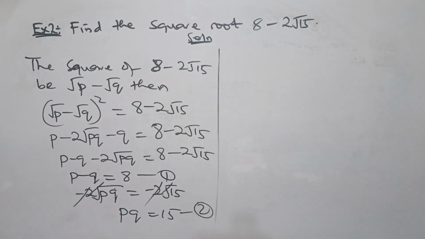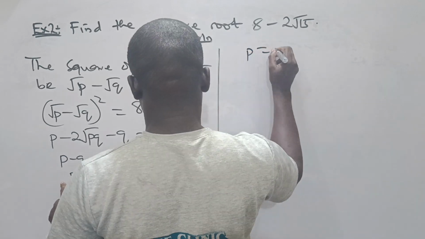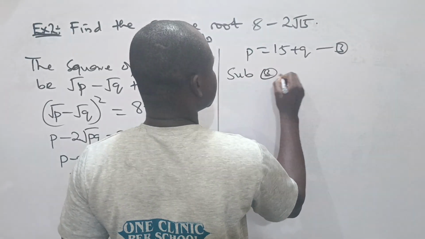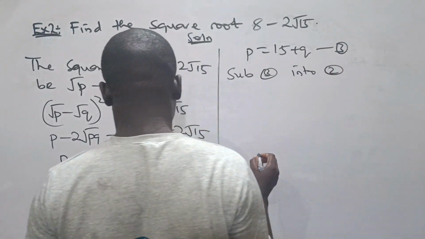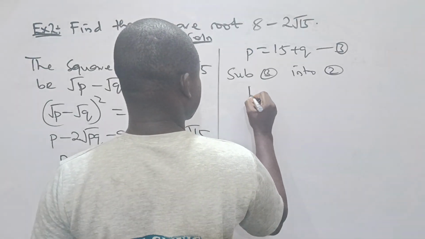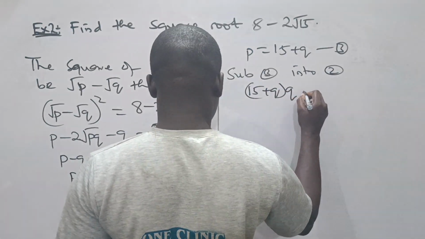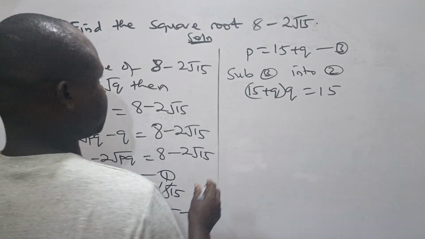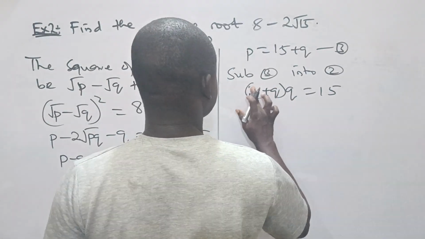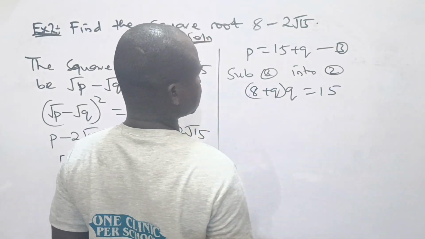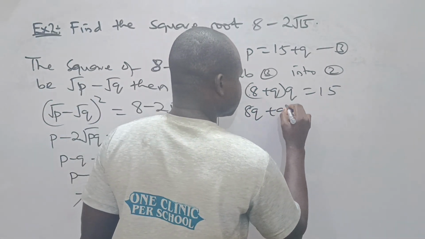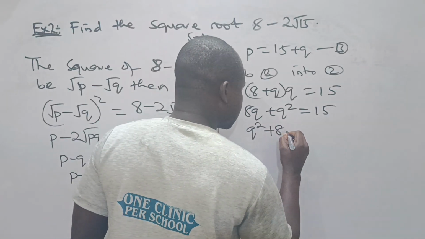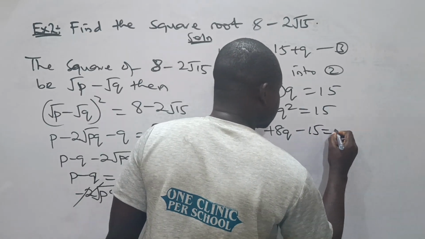So we have equation 1 on the board, and we have equation 2. So I can make p the subject of the formula from equation 1. I will say p is equal to 8 plus q. Say equation 3. I can go ahead and substitute equation 3 into equation 2. What is equation 2? p, which is now 8 plus q, multiplied by q is equal to 15. Then we have 8q plus q squared is equal to 15. So if I bring this in, I'm going to have q squared plus 8q minus 15 equal to 0.